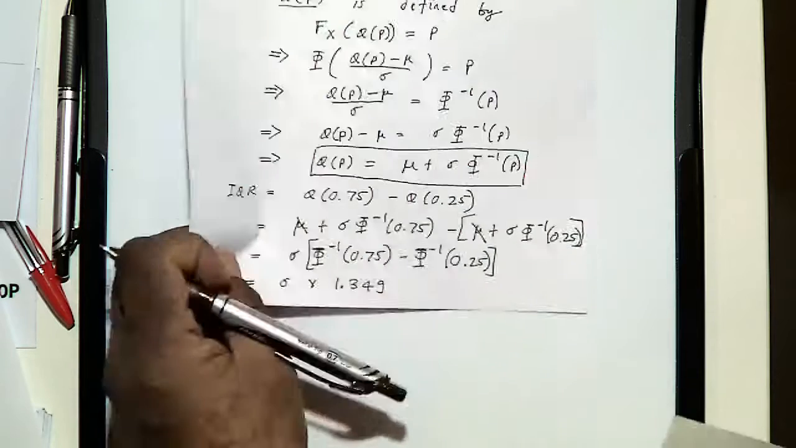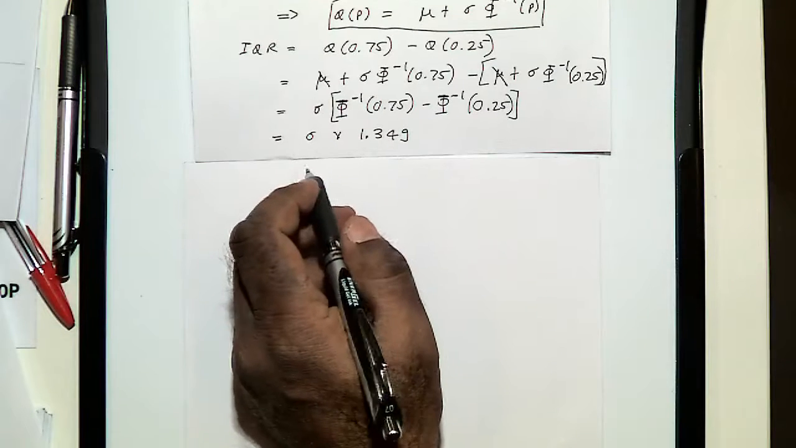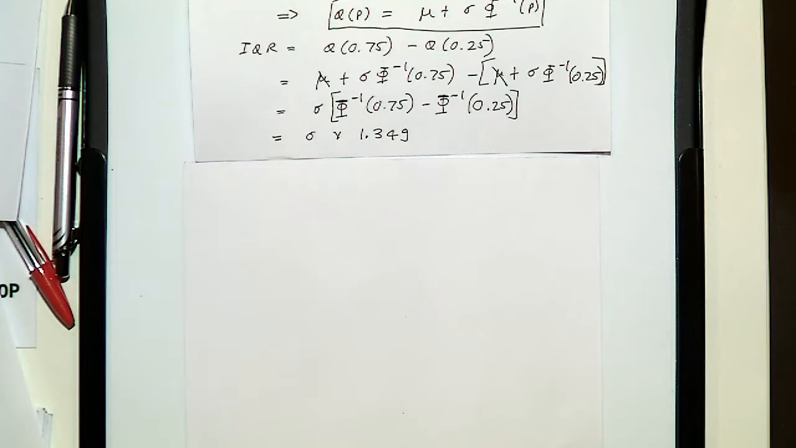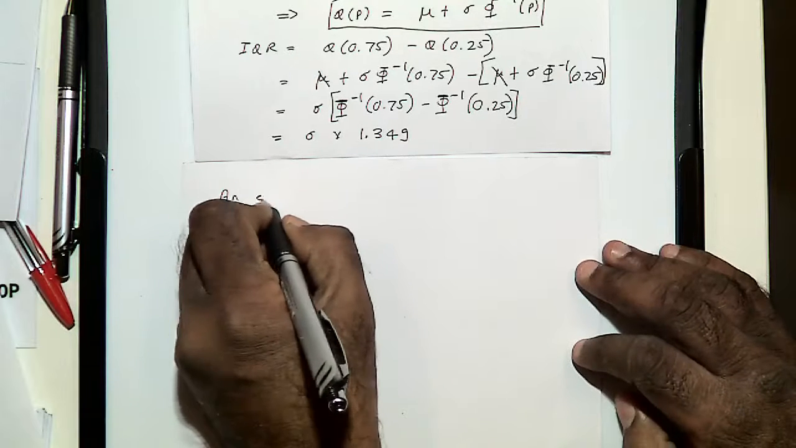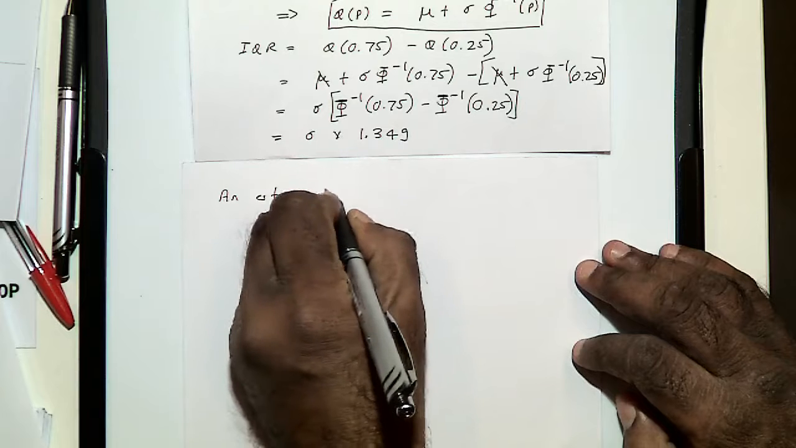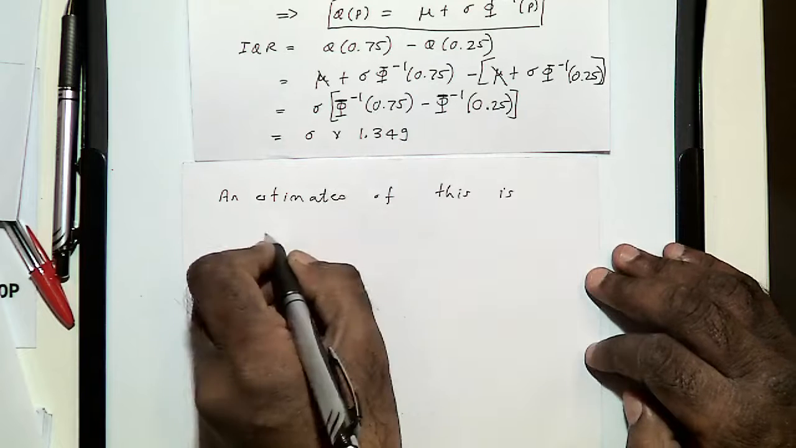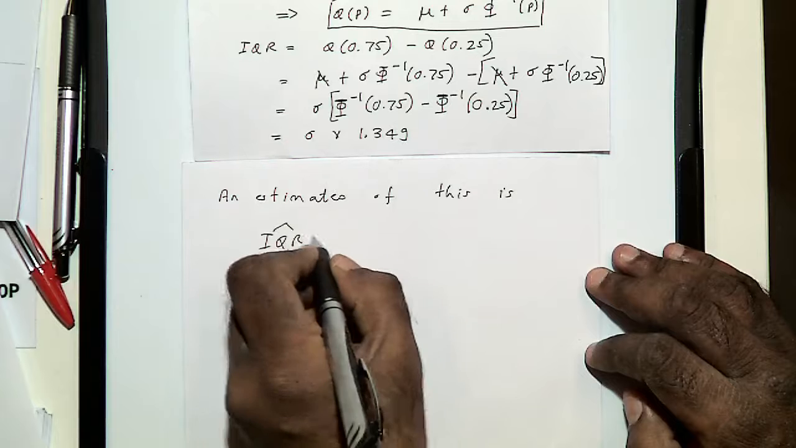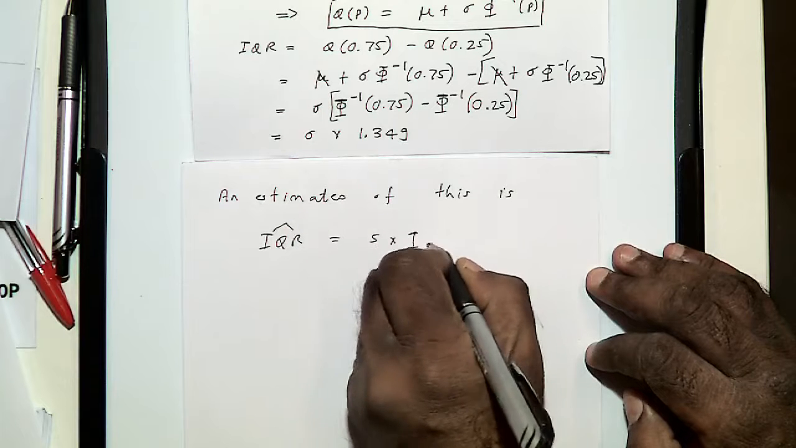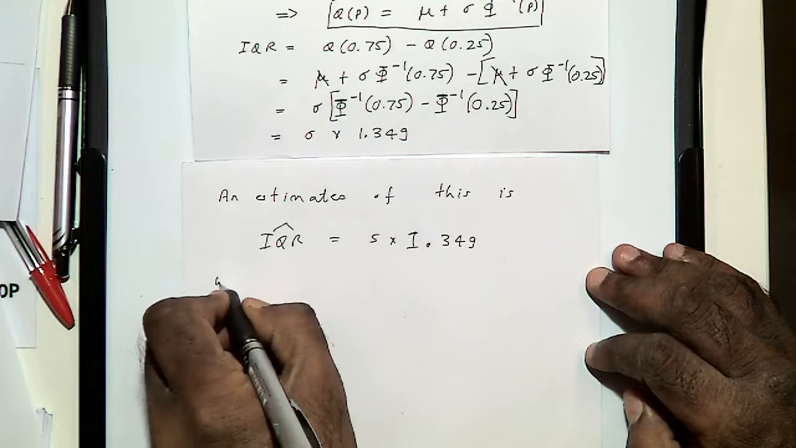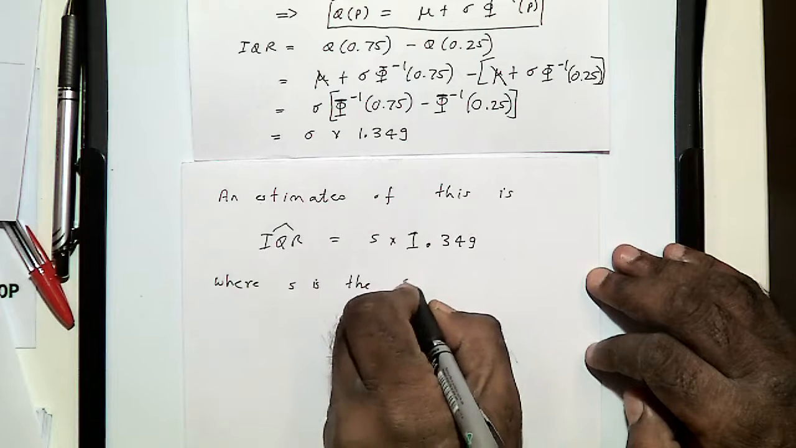Sorry, just a minute, I'm running out. But in practice, you need to estimate sigma by the sample standard deviation. So an estimate of this is 1.349 times S, where S is the sample standard deviation.